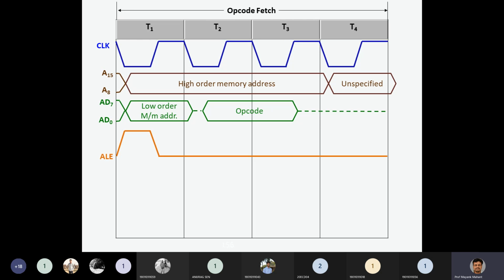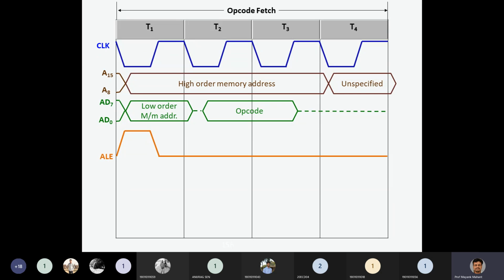Have I discussed address latch enable? Hello? Hello, are you all there? Hello, number 27, have I discussed ALE, address latch enable? Yes, sir. Number 27, are you there? Okay, yes, you are, sir.